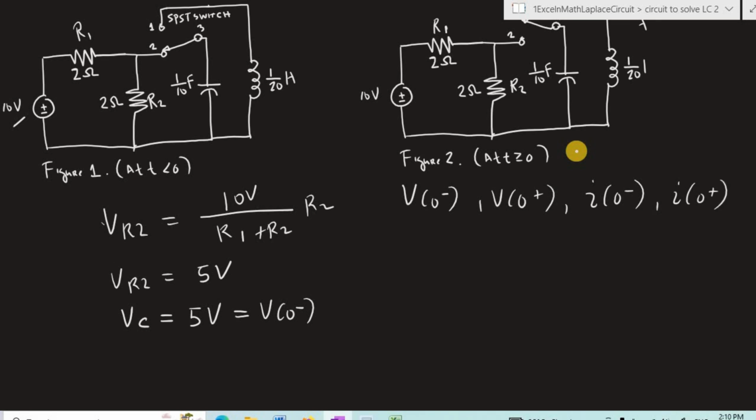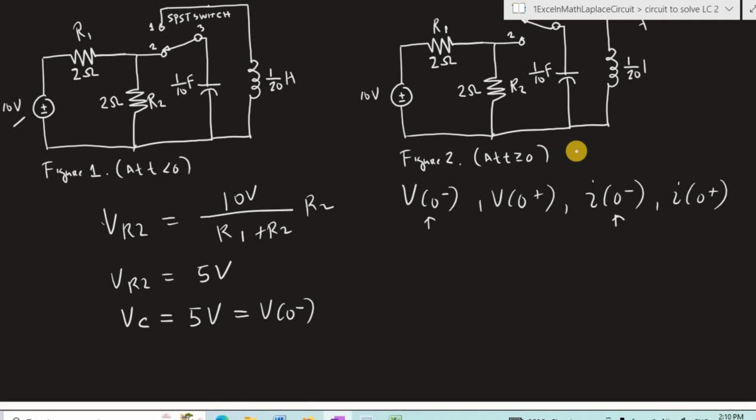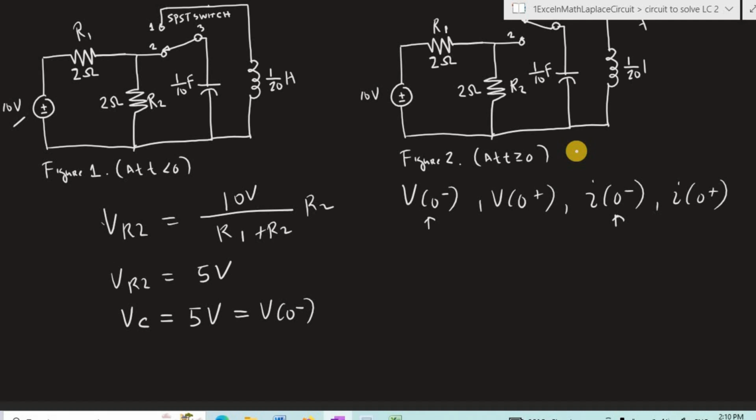Okay, now V0 minus is the initial condition for the capacitor, and I0 minus is the initial condition for the inductor. Now the initial condition for the capacitor is in the form of voltage, whereas for the inductor it is in the form of current. Okay, so what is V0 minus?